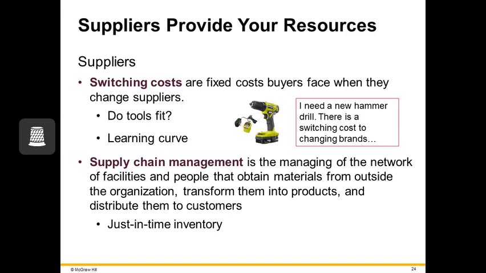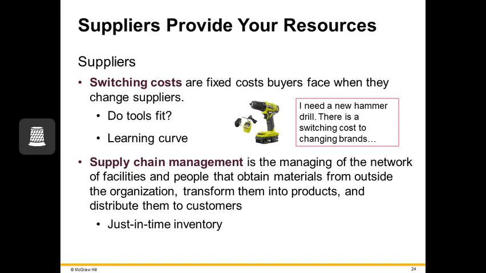Then we also have our supply chain management here. Supply chain management is critical to our organizations. And people are thinking about supply chain management a little bit different today than they used to. There's a strong focus on just in time inventory, meaning that we want to keep as little product on hand as we can and replenish our product as it goes out the door.